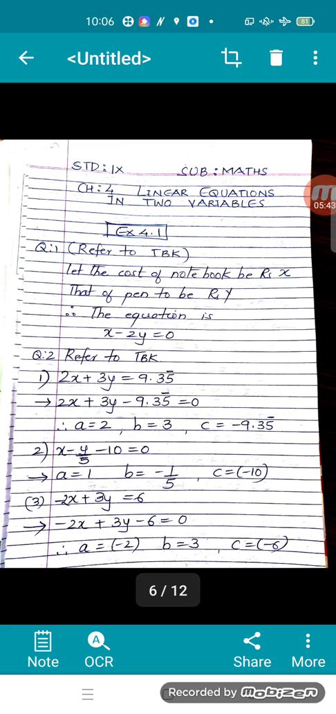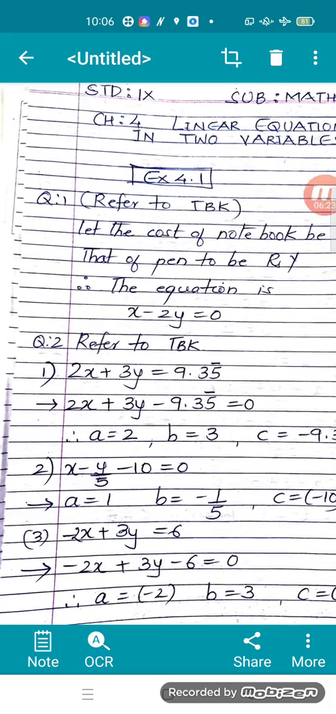Now we shall move to exercise 4.1, which is very easy. So please write down in the notebook. Now, what is question number 1? Question number 1 says, read the question: The cost of a notebook is twice the cost of a pen. Write a linear equation in two variables to represent this statement. A hint is given to you. Take the cost of a notebook as rupees x and that of a pen as y. So the statement says the cost of a notebook is twice the cost of a pen. So x is equal to 2y. So the equation is x minus 2y is equal to 0. Please write in your notebook.